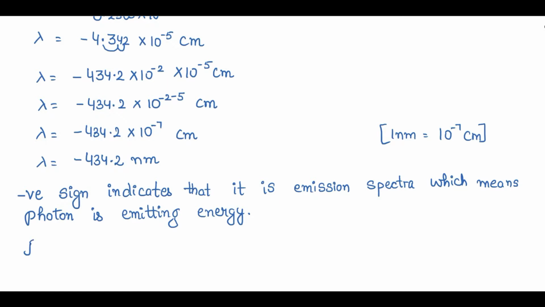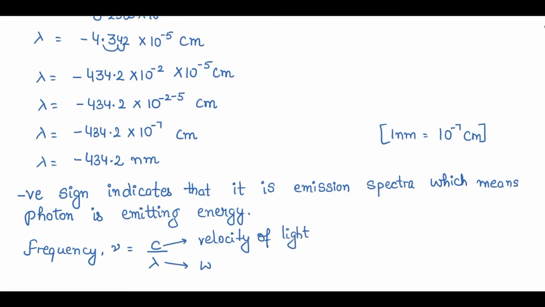I know that frequency nu equal to c by lambda. Now c is velocity of light, and this lambda is wavelength of light, or you can say wavelength of photon, right? Now let's put the values.